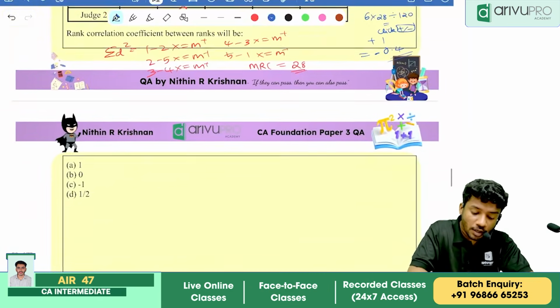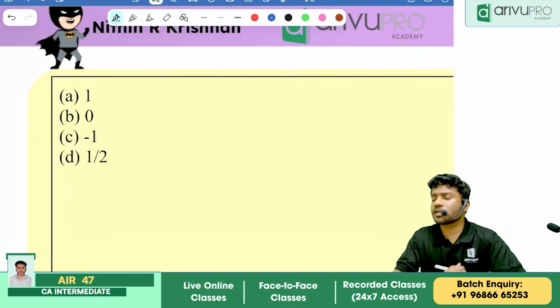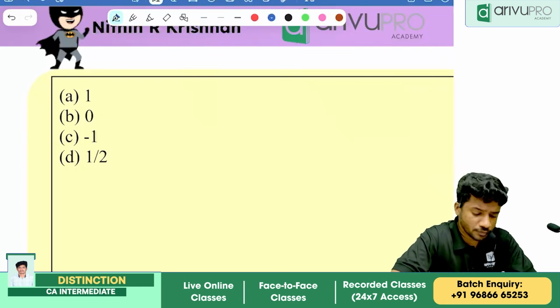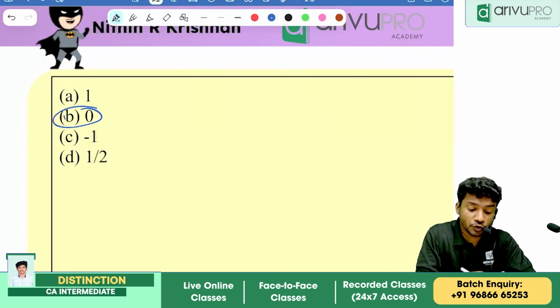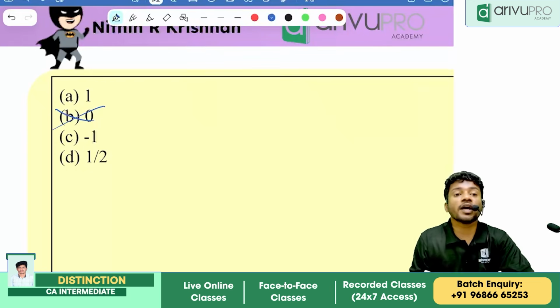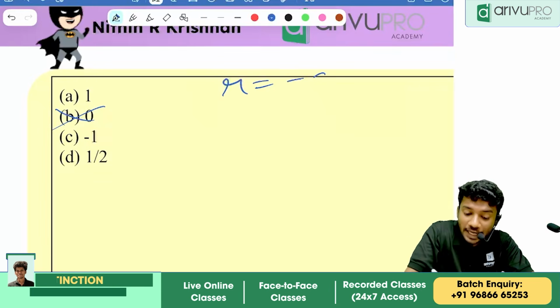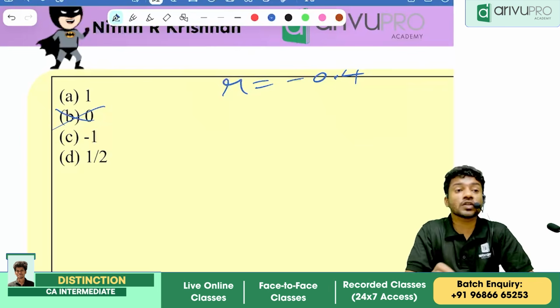0.4 everyone got. But look people, in the options there is no minus 0.4. Now which option will you choose? Will you choose 0? If you choose 0, you are getting a wrong answer. Why? Because it is a negative correlation. R is equal to what? Minus 0.4. You will say that the nearest answer is 0.